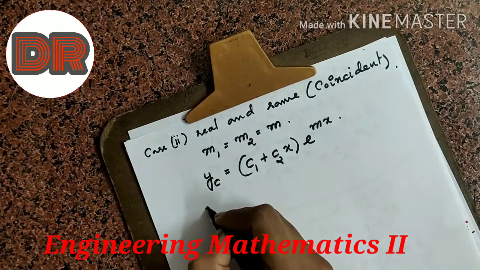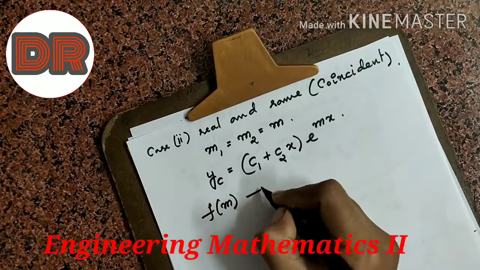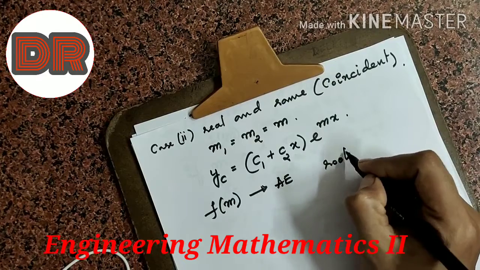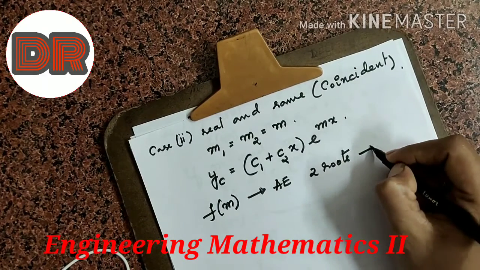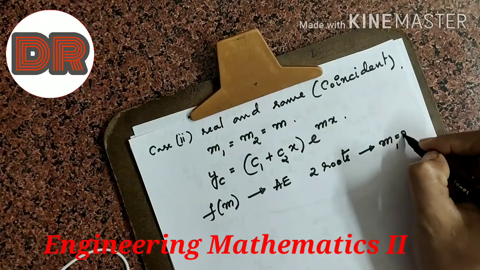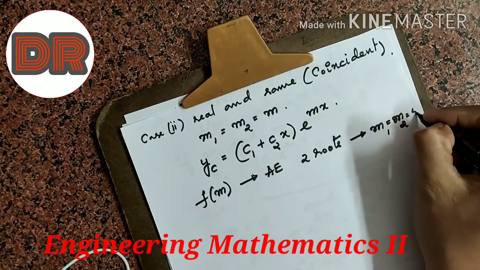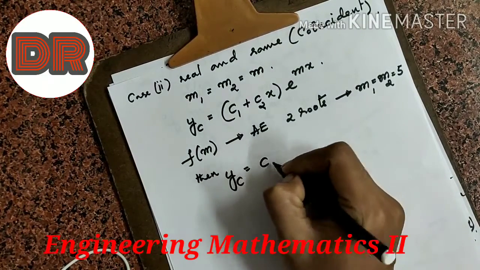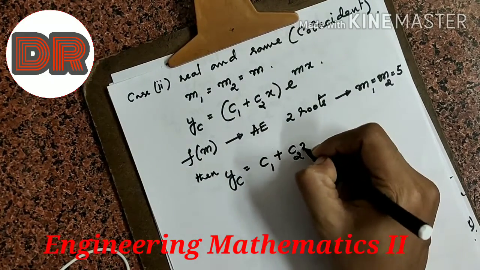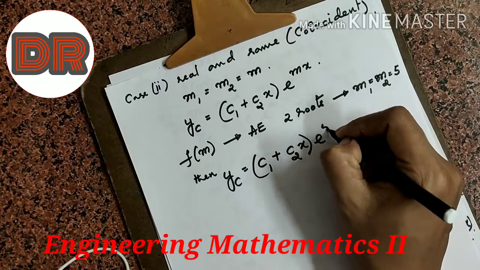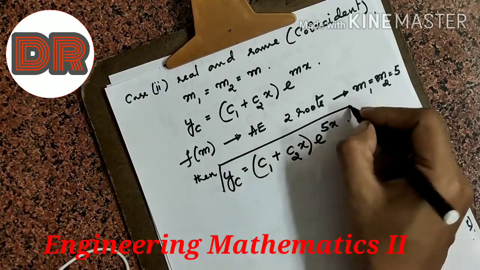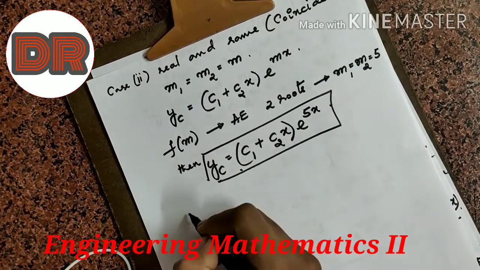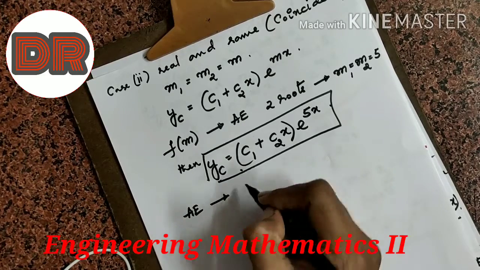Suppose the auxiliary equation has 2 roots whose values are m1 is equal to m2 is equal to 5. Then yc can be written as (c1 plus c2 x) into e to the power 5x. So this will be the complementary function. Now the auxiliary equation is of third order.